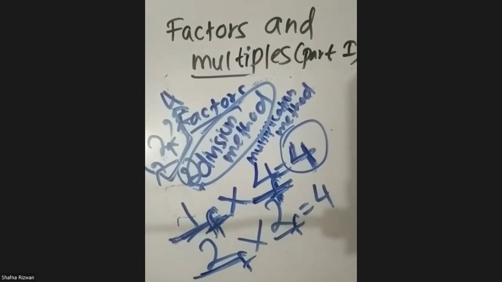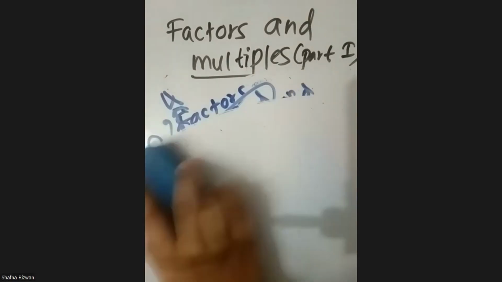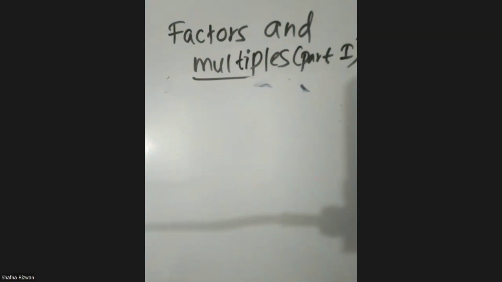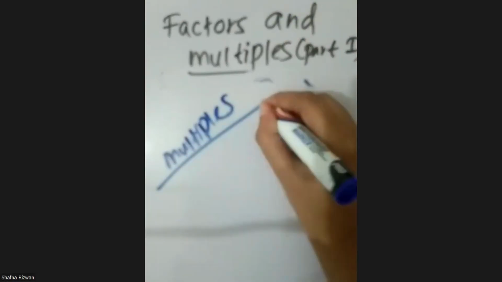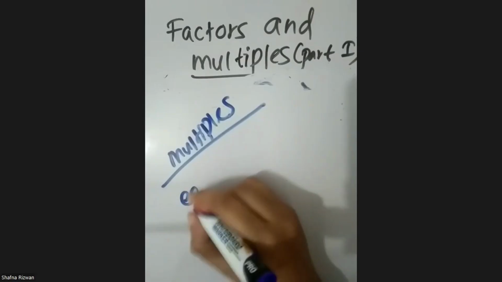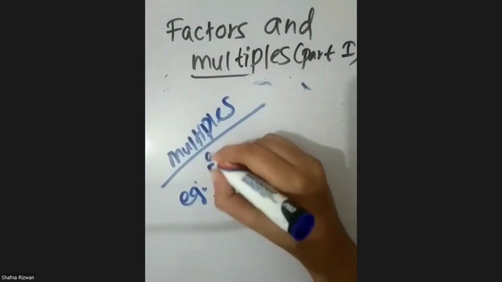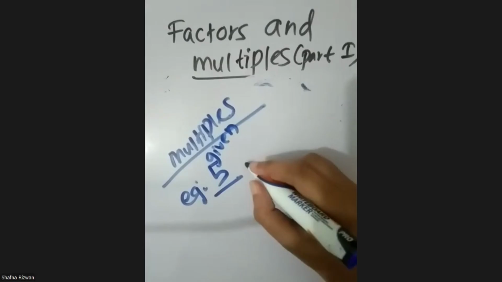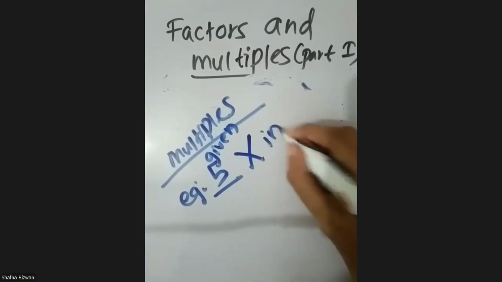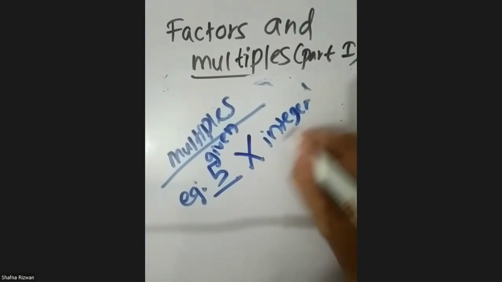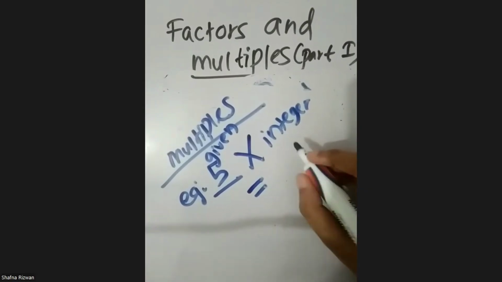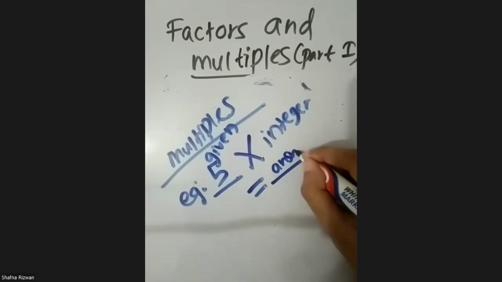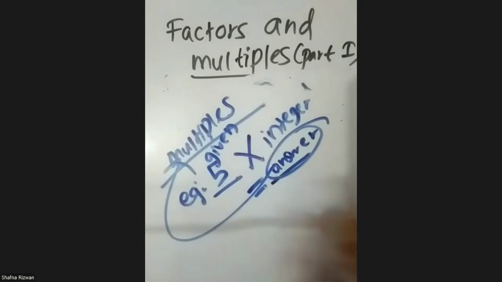Yes. Now let's go towards something known as multiples. What are multiples? If you take multiples, always remember that basically you have to take a number. For example, I'm taking 5 here, so this is your given number. Take the given number and multiply it by an integer. When you multiply it by the integer, you get an answer. That answer is known as your multiple.